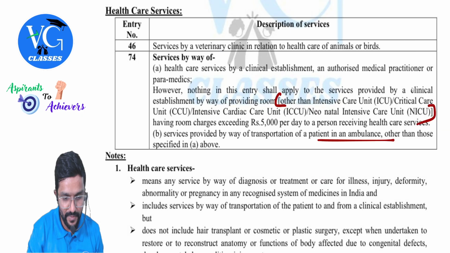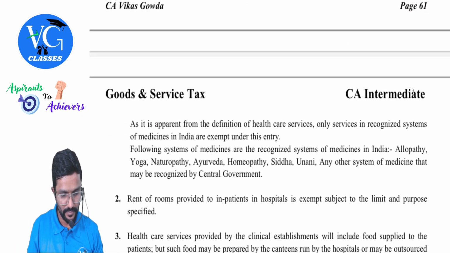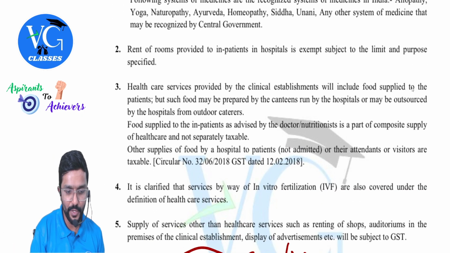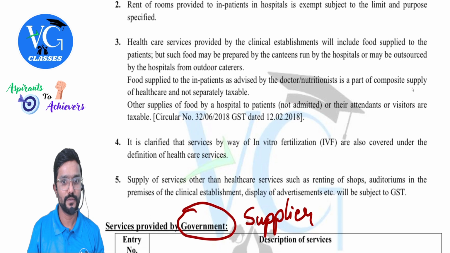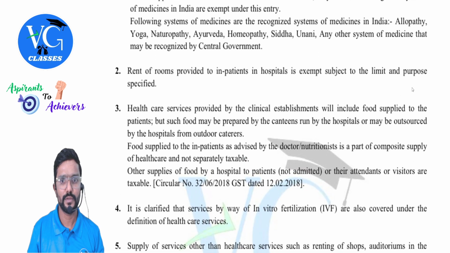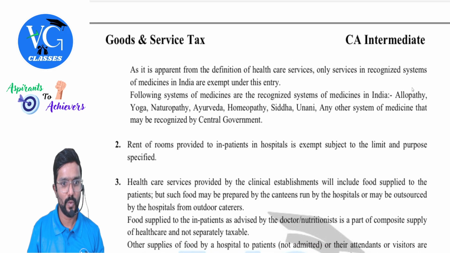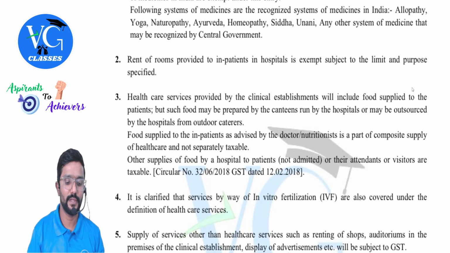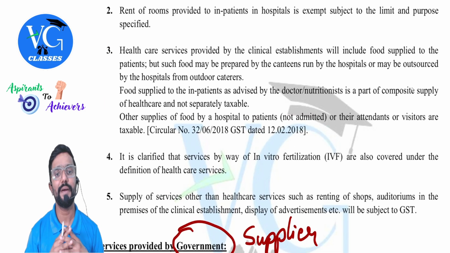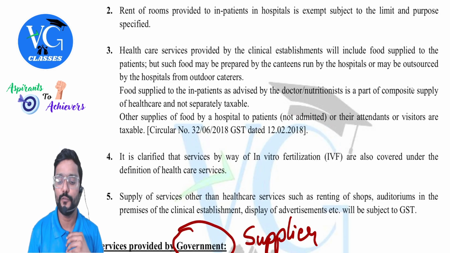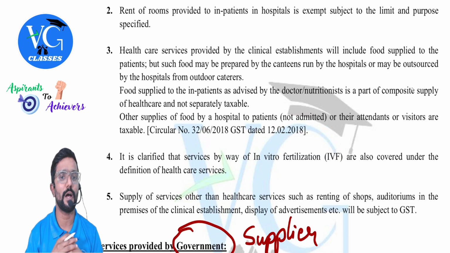One second. Anyway, we are here only. Second note you can observe. Sorry, this is rent of rooms. Here, third note. Healthcare services provided by the clinical establishment will include food supplied to the patients. But such food may be prepared by the canteens run by the hospital or may be outsourced by the hospitals from outdoor caterers. It is exempt.